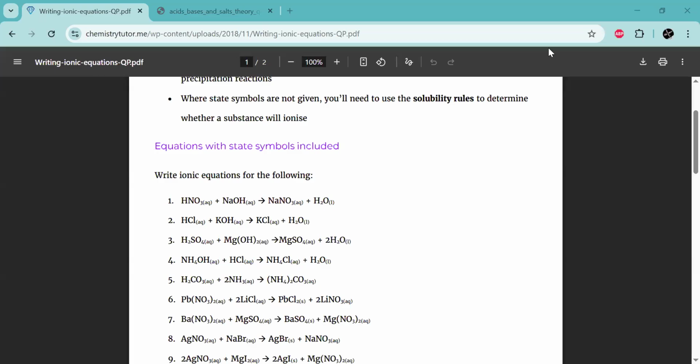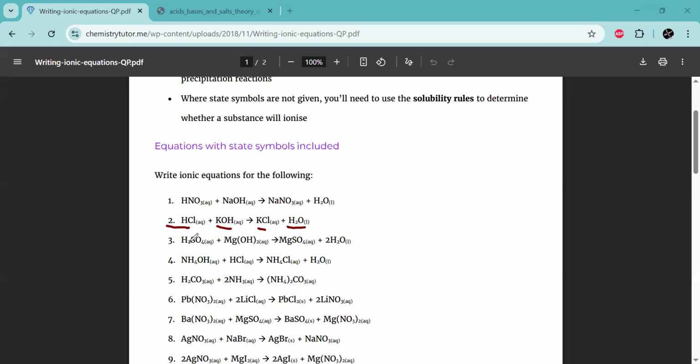Okay. So let's start with another equation. Now we have HCl, KOH, KCl, and water. Well, we have to look at their physical state. HCl is aqueous, KOH is aqueous, KCl is aqueous, water is liquid. We are going to split only those substances that are in aqueous state.